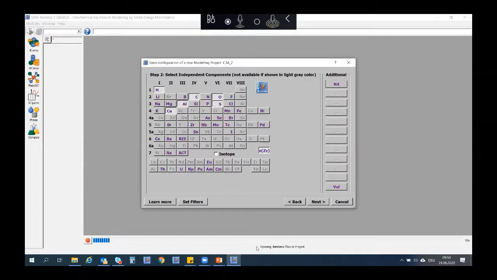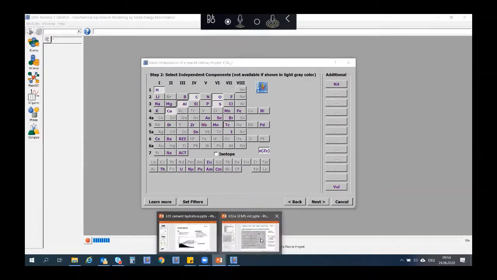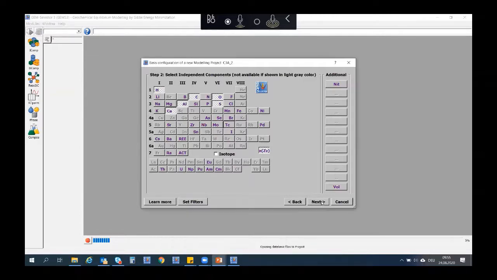We don't need the nitrogen in this exercise. I just wanted to explain it to you. So you all should have selected H, O, S, C, Al, and calcium. Then we press next.